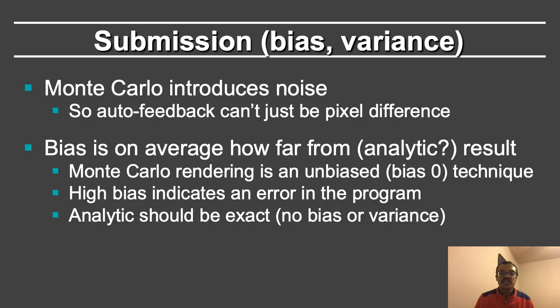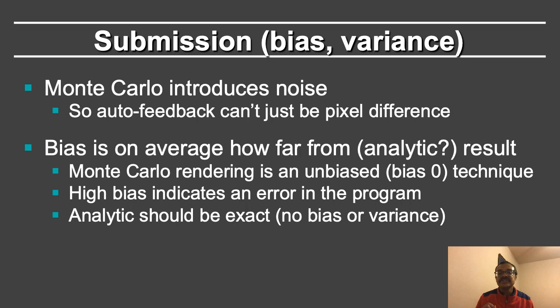One challenge we had in developing this course is to develop an automatic feedback and grading system. Until your ray tracer in CSE 167, we could just check the difference in images or a pixel difference. However, Monte Carlo introduces noise, and that noise depends on your random number generator. So the automatic feedback can't just be pixel differences. We have to consider the bias and variance.